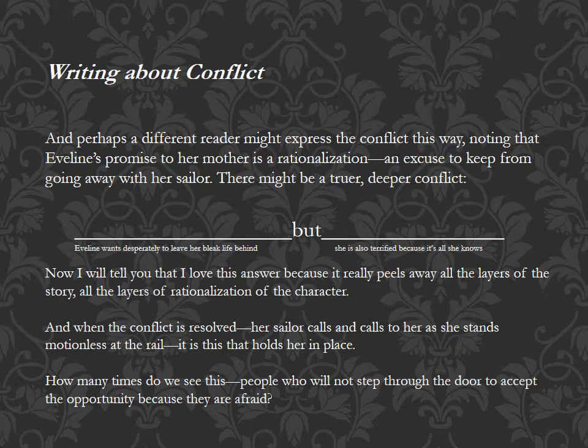And perhaps a different reader might express the conflict this way, noting that Evelyn's promise to her mother might be a rationalization, an excuse to keep from going away with her sailor. There might be a truer, deeper conflict. Evelyn wants desperately to leave her bleak life, but she is also terrified to leave behind all that she knows. Now, I'll tell you, I love this answer because it really peels away all of the layers of the story, all of the layers of rationalization of the character.